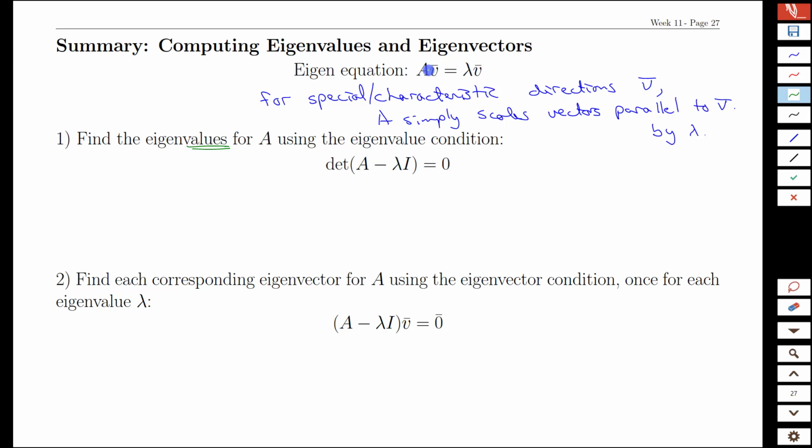When we move this lambda v to the other side and slide in an identity matrix so that we're comparing matrices and matrices, we end up with a condition that for lambda to be an eigenvalue, we have to have a degenerate matrix or a non-invertible matrix here. And as we've seen, a test for that is that the determinant is 0. That's equivalent to saying A minus lambda I is not invertible.